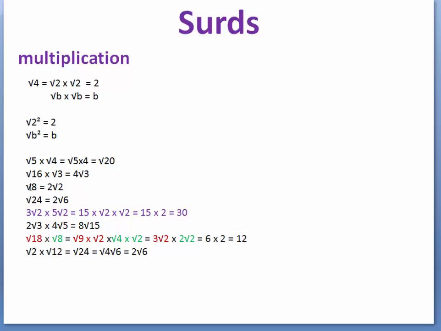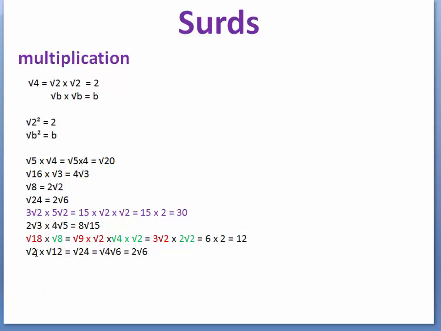Square root of 8, that's square root of 4 multiplied by square root of 2. Square root of 4 is 2, so we can rewrite that as 2 square root of 2. Here we've got 3 square root of 2 multiplied by 5 square root of 2. What we do in this case, where we've got a number and a square root multiplied by a number and a square root, is multiply the numbers, so 3 times 5 is 15. Then multiply the square roots, so square root of 2 times square root of 2 using this rule is 2. So this becomes 15 times 2, which is 30. Same here. 2 times 4 is 8. Square root of 3 times square root of 5, square root of 15.